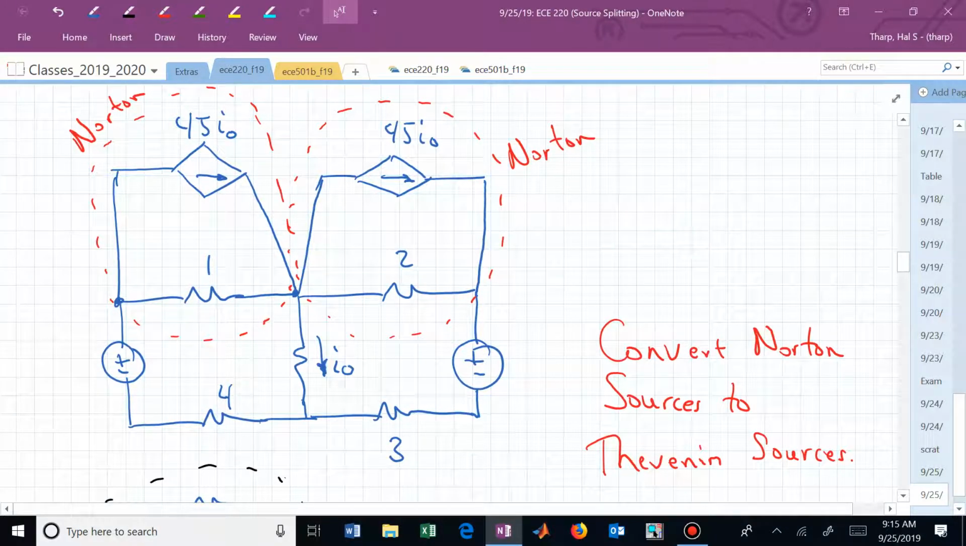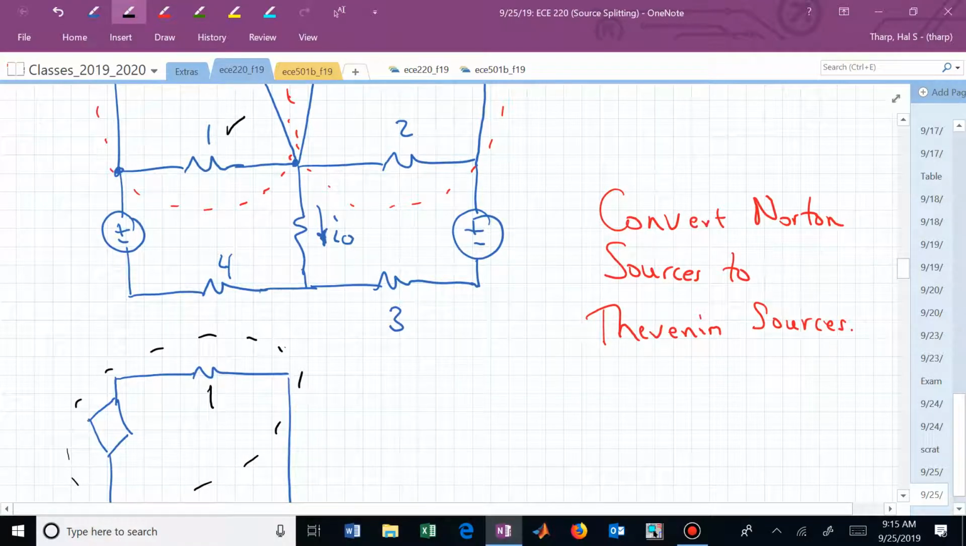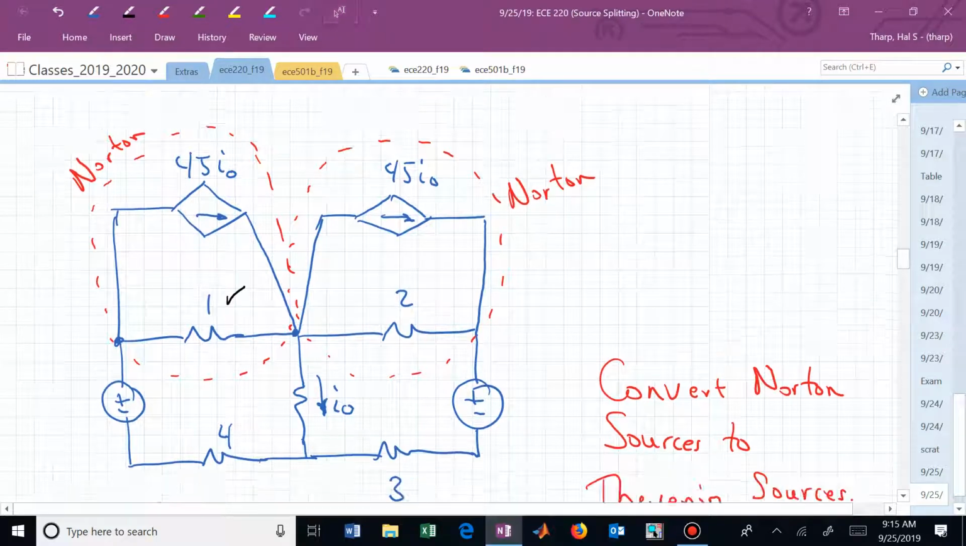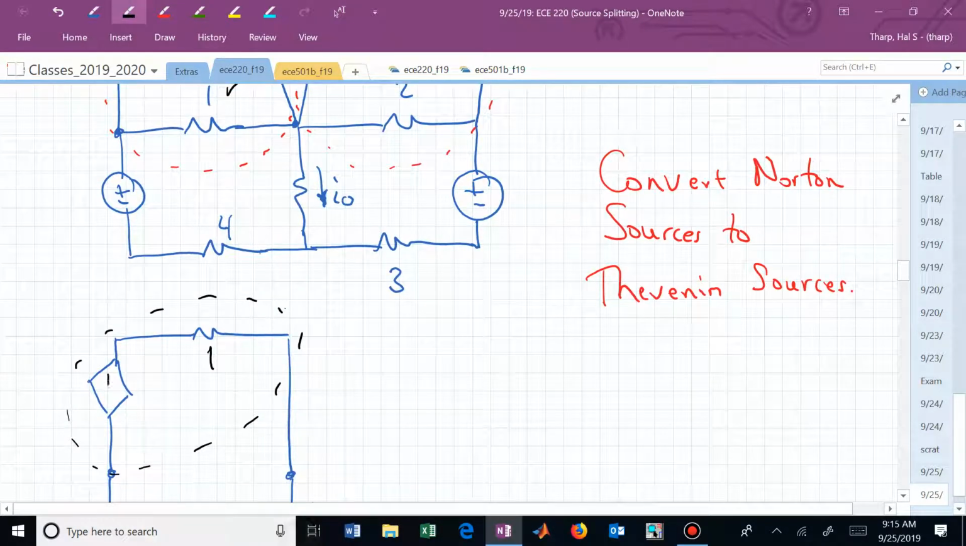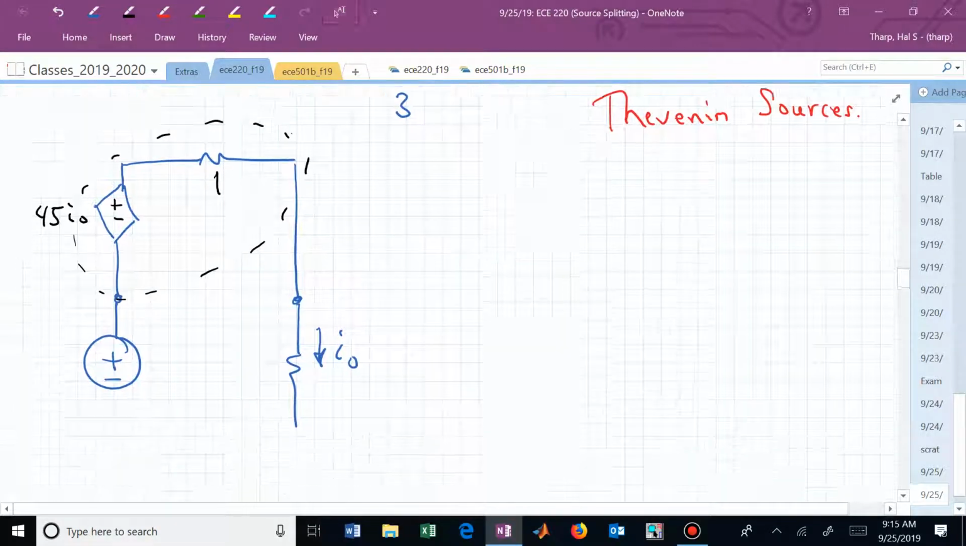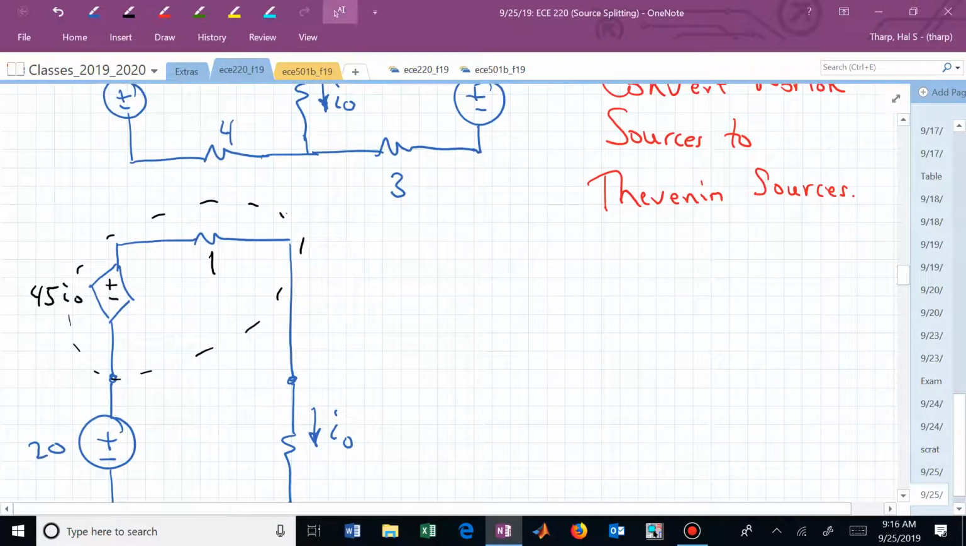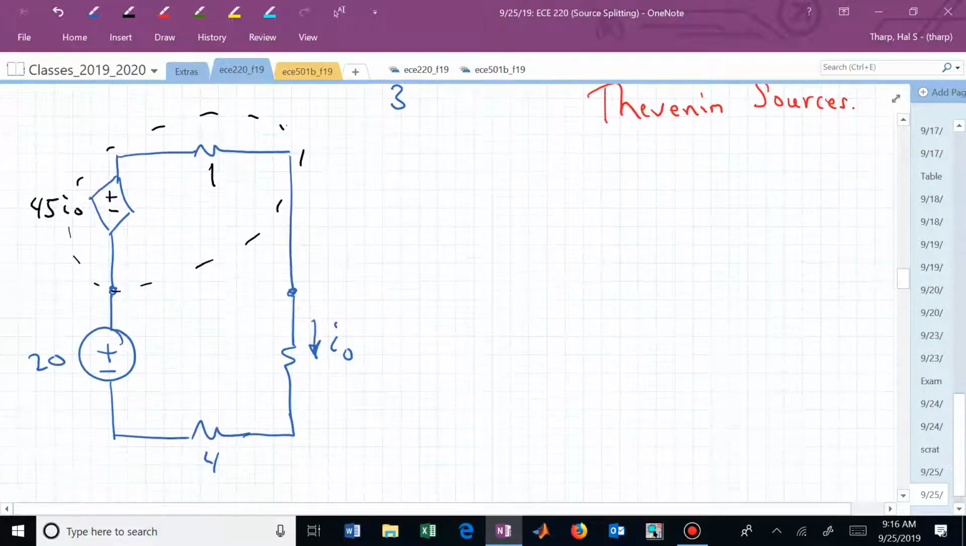It's 1, isn't it? It's this resistor. What's this dependent source? It's 45 I sub 0 times R, which is 1. So this is now 45 I sub 0. And I have the other pieces of this circuit. Here's 4, here's 20. And now what do I have on the other side?